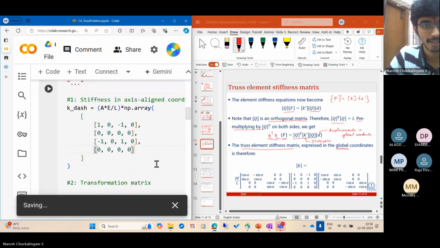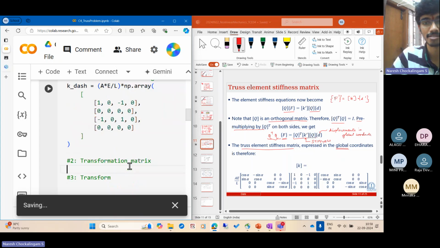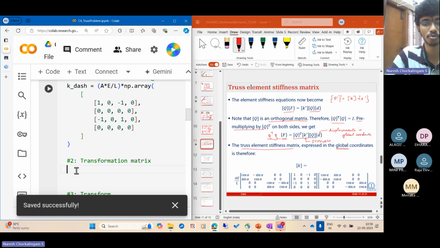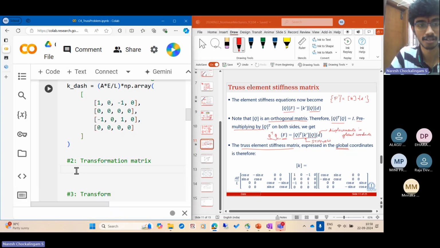Okay. Next, we need to do the transformation matrix, which is Q. This is the transformation matrix, and this is the transpose of the transformation matrix. So let's do Q. Just for simplicity, let me define the cos and sine functions. You have to use the NP library. So I'll say C is equal to np dot cos of alpha, and S is equal to np dot sine of alpha.